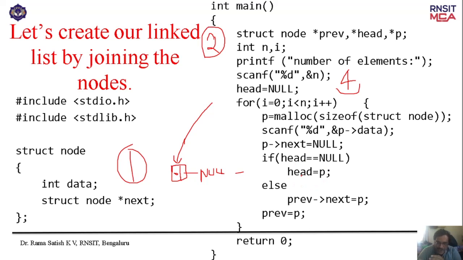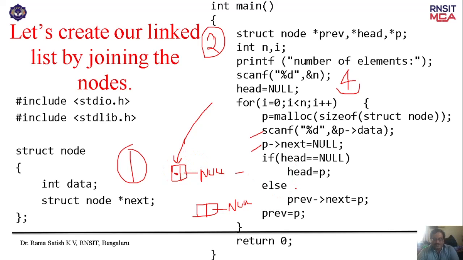Second node: similarly you read the second node. Another p node is created, and both the data part and the next part are created. You make next equal to null, and you read the value. Now if head is equal to null, no, this time head is not null. Head has some value, meaning there is one element in the linked list. So what do you do?